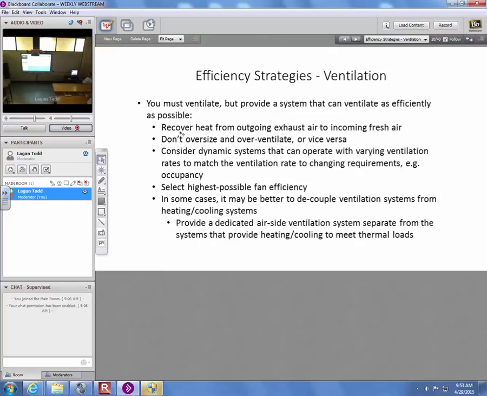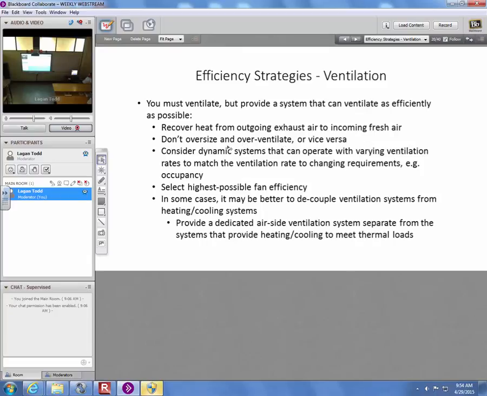First of all, try to recover heat from outgoing exhaust air to incoming fresh air. And again, that's if you have incoming fresh air that you're controlling. If you just have an exhaust fan, no supply fan, you're kind of hosed on this one. Okay? Don't oversize or over-ventilate, and vice versa.